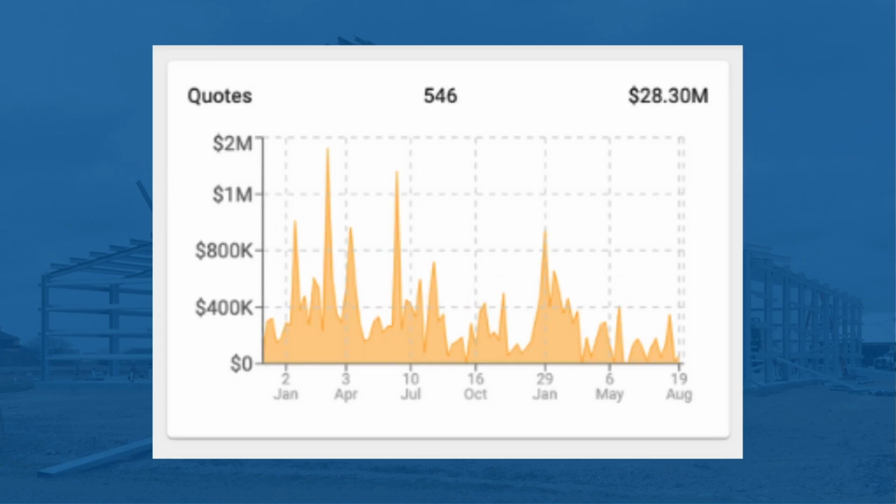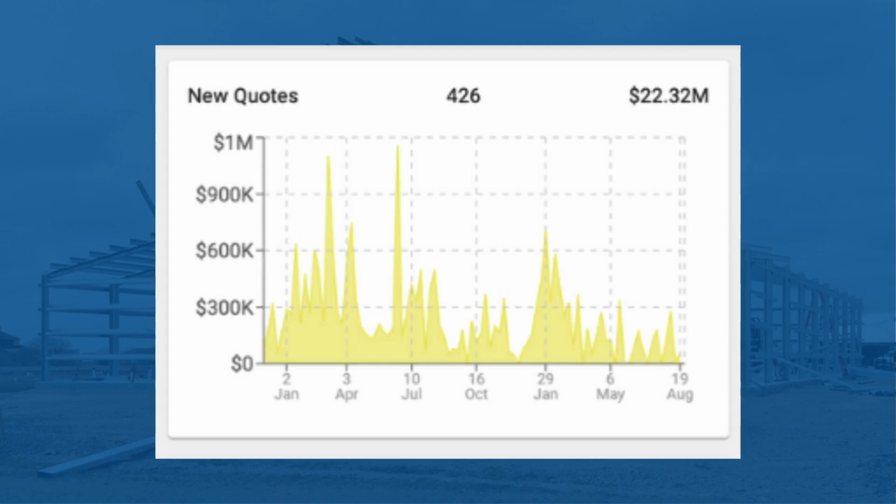Quotes records the volume of quotes created in ACT Dimensions over a given time period. The total number of quotes is shown in the upper middle, and the total dollar amount at the top right. Note that this chart only records quotes created with ACT Dimensions. Any quotes created outside the software will not be included.